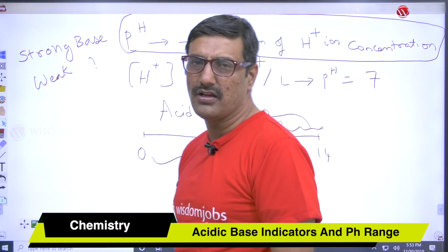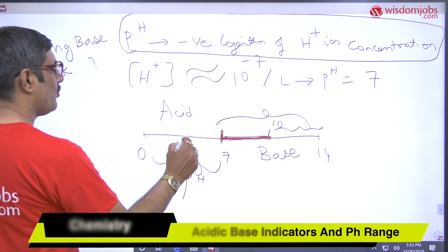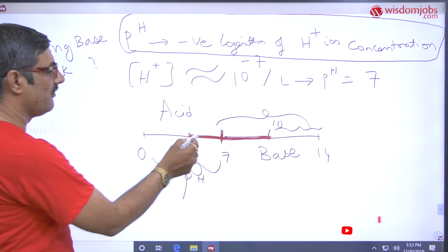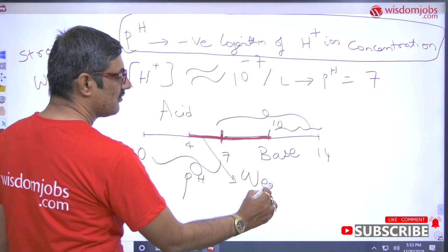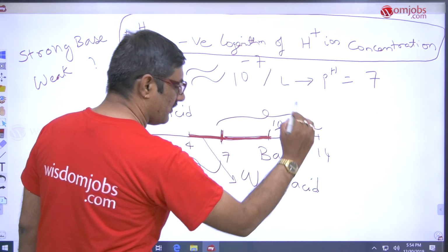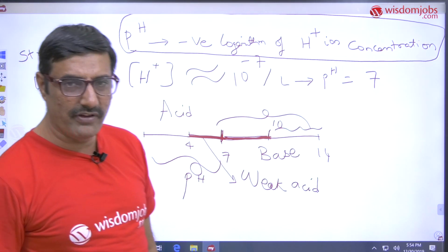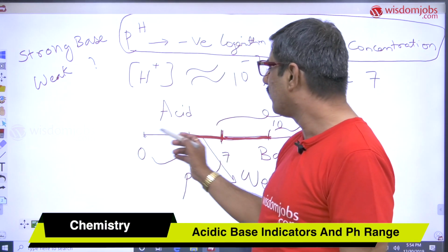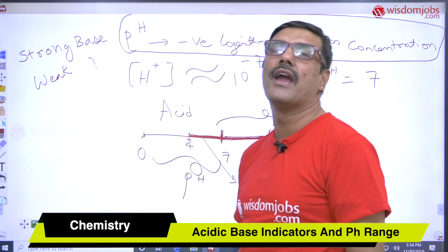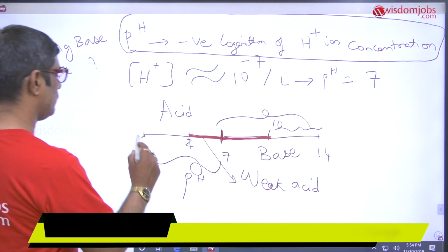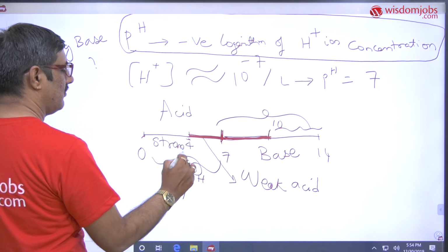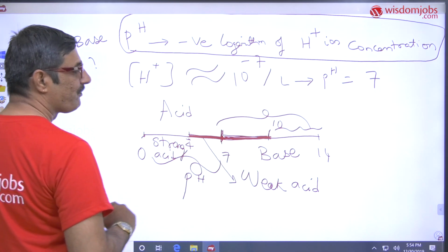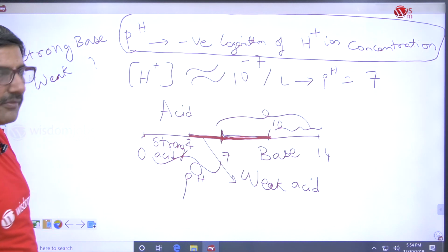Coming to the same argument in acids, if the pH of an acid lies between 4 to 7, we can call it a weak acid. If its pH lies between 7 to 4, such an acid I can call a weak acid, and if it is between 0 to 4, obviously it is a strong acid. So this is the strong acid range, this is the weak acid range, this is the weak base range, and this is the strong base range. So this is about pH.